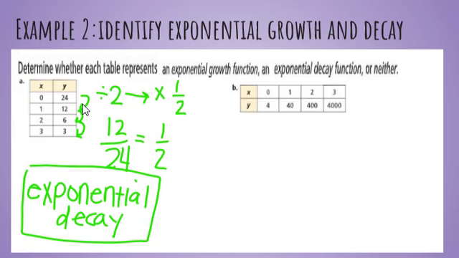Now for our next one, we want to look at how we're getting from 4 to 40, 40 to 400, 400 to 4,000. And again, here we're multiplying by 10. These numbers are going up, and so our answer here is going to be exponential growth.